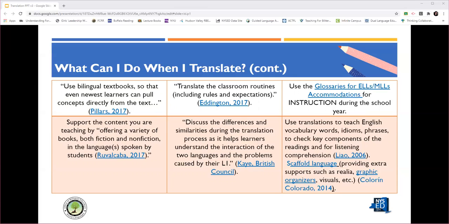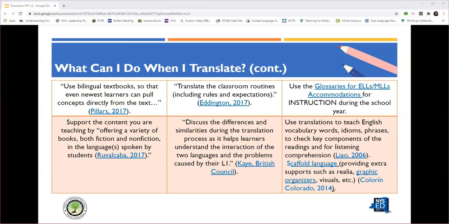You can support the content you're teaching by offering a variety of books, both fiction and nonfiction, in the languages spoken by students. You can use the New York State glossaries for ELLs and MLLs for their accommodations and for instruction during the school year. These glossaries may be downloaded and printed and disseminated to all educators and parents of ELLs and MLLs. And finally, you can translate the classroom routines, including rules and expectations.